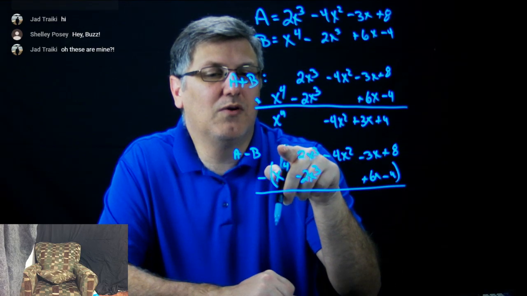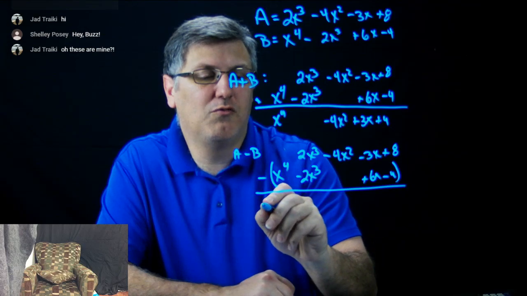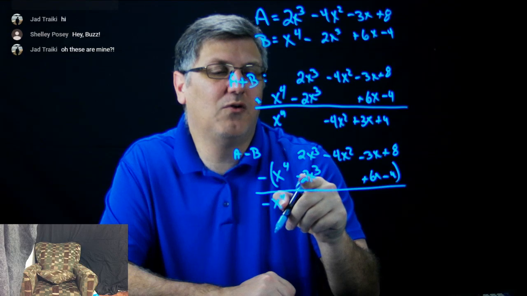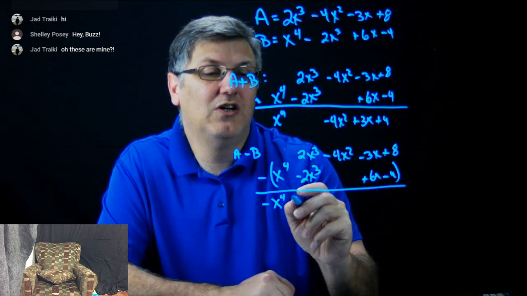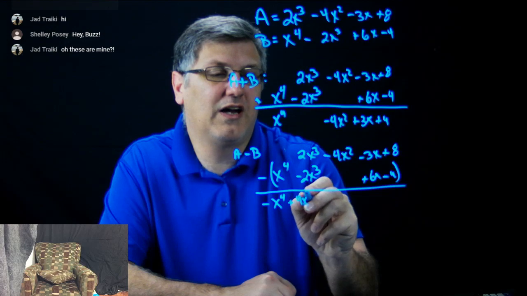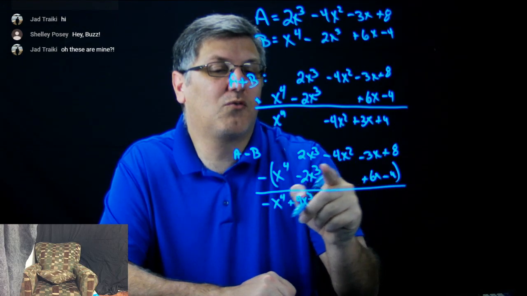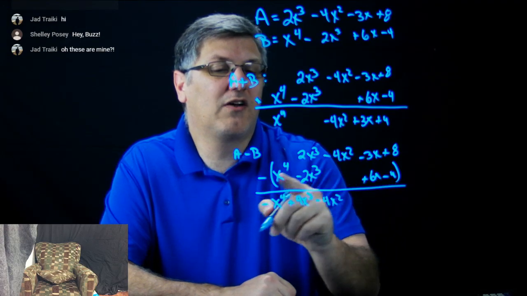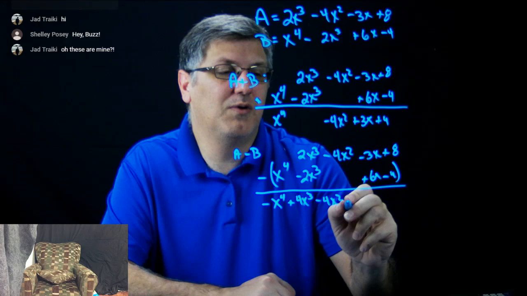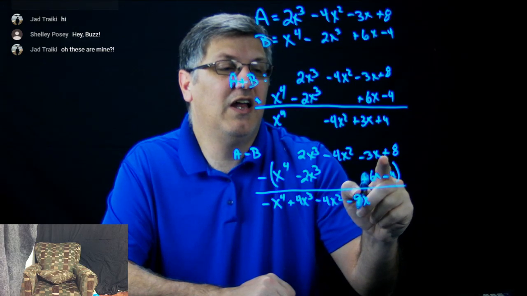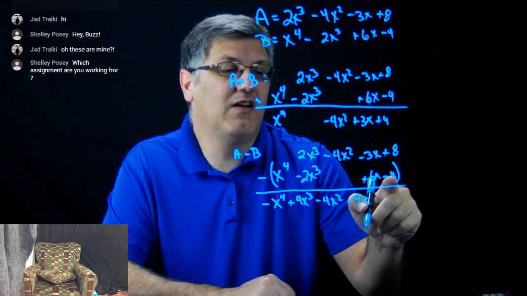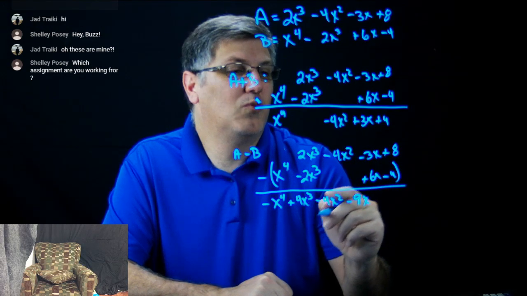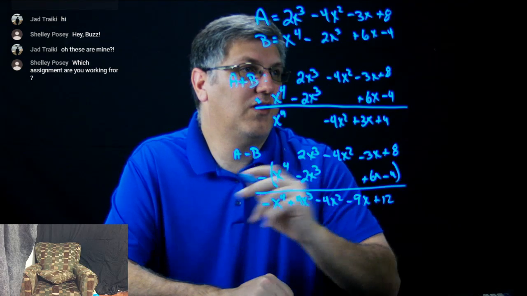So let's see, we've got 0 minus x to the fourth gives me a negative x to the fourth. We have 2x cubed minus a negative 2x cubed. Well, that becomes 2x cubed plus 2x cubed, which gives me a positive 4x cubed. We have a negative 4x squared minus 0, which is still a minus 4x squared. A negative 3x minus 6x gives me a negative 9x, and 8 minus a negative 4 becomes 8 plus 4, which becomes plus 12.